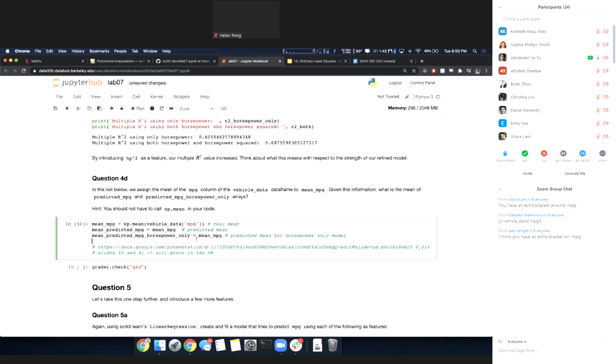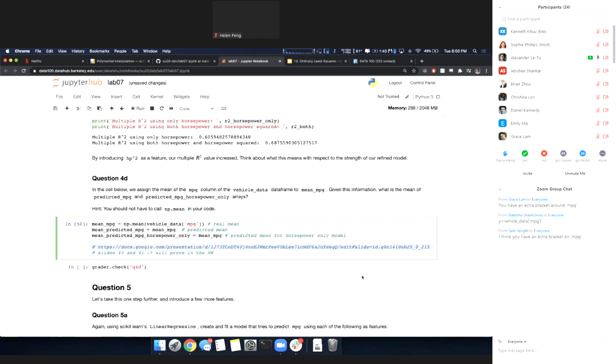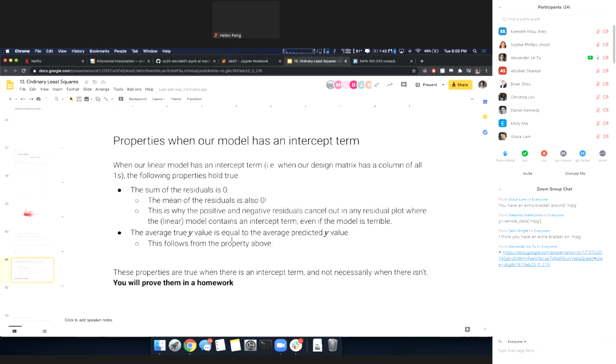This happens to be one of the inherent properties of the linear regression model, specifically when we have an intercept term. This is a link to the lecture 13 slides. I'll link it really quick in chat in case anyone wants to check it out. It should be slides 40 and 41. So it's also right here. These are properties when our model has an intercept term.